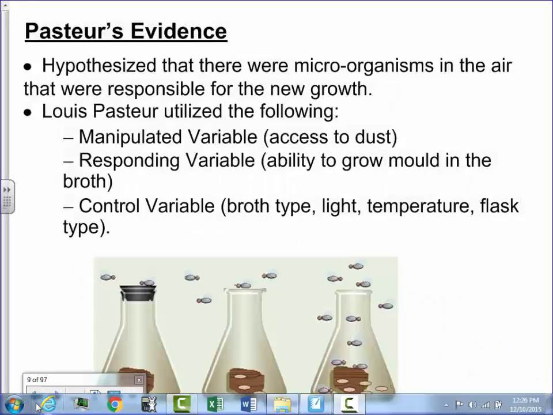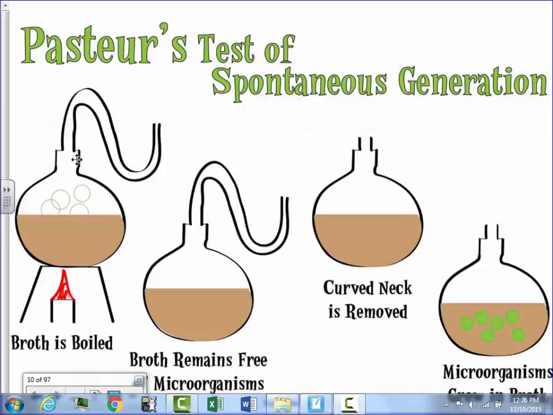Then there was Louis Pasteur. He was the one who used the Swan flasks, or S flasks. They kind of looked like this. He tried to test whether or not nutrient broth could grow bacteria on its own. And he discovered that it wasn't just purely air that was the issue. It was actually dust in the air that was the issue.